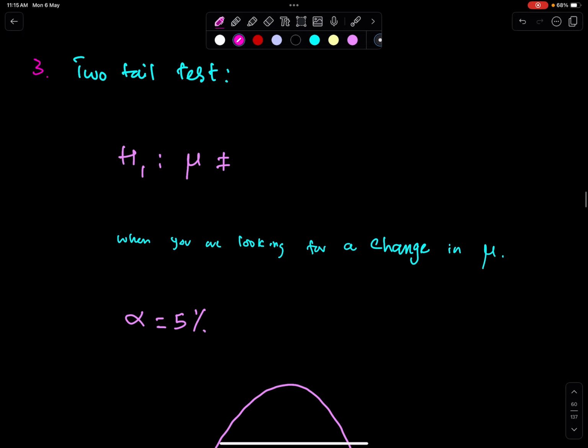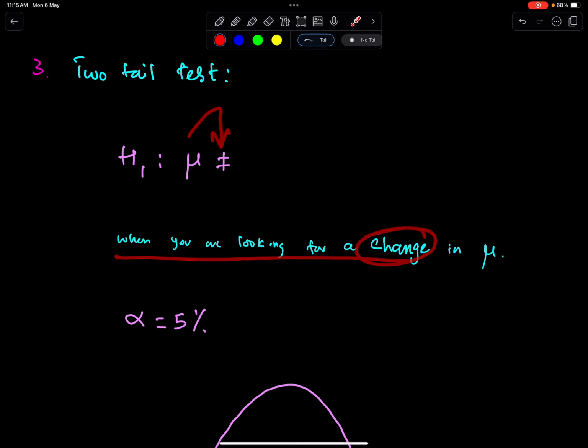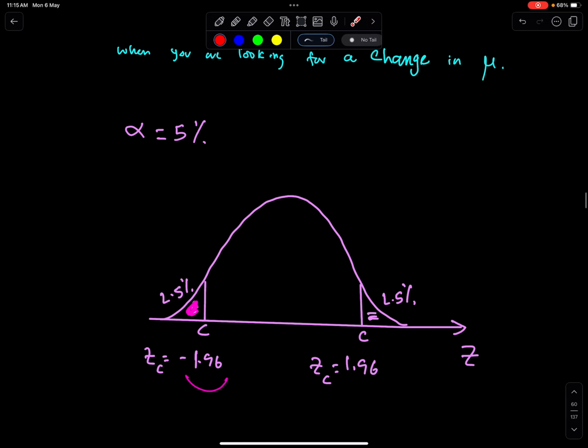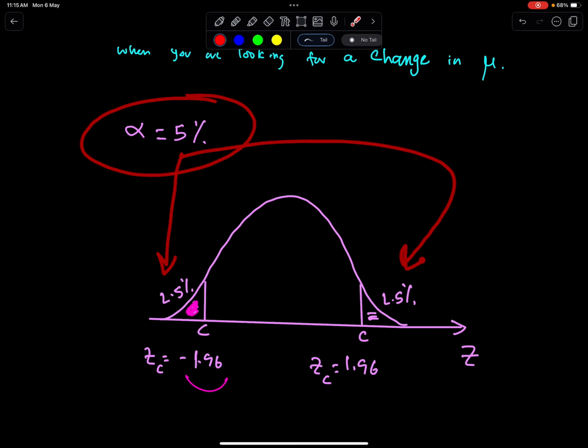The two tail test. When H1 involves a not equal sign, that means when you are looking for a change in mu, then we perform the two tail test. If alpha is 5%, then this 5% is divided into equal parts: 2.5% here, 2.5% here. There are two critical regions.